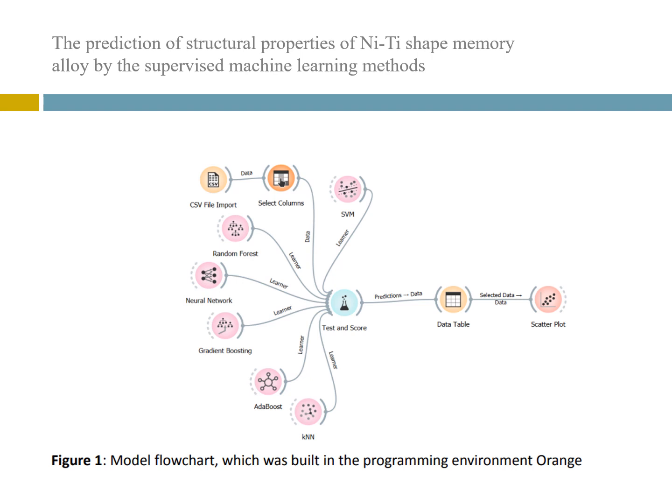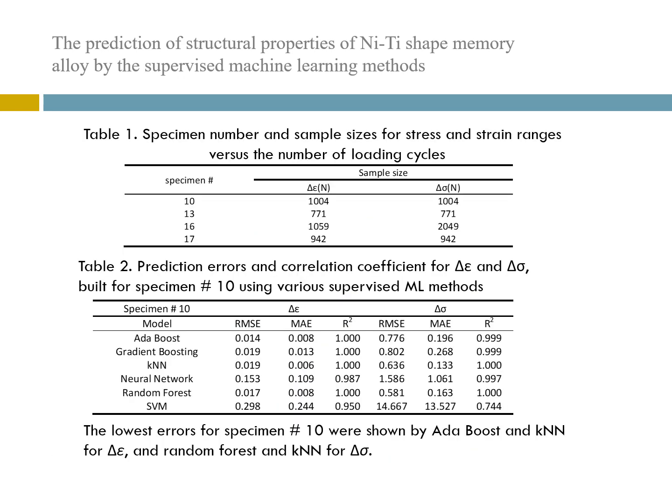Figure 1 shows the model flowchart, which was built in the programming environment Orange. Table 1 shows specimen number and sample sizes for stress and strain ranges versus the number of loading cycles. Table 2 shows prediction errors and correlation coefficient for delta epsilon and delta sigma built for specimen number 10 using various supervised machine learning methods. As it can be seen from Table 2, the lowest errors for specimen number 10 were shown by AdaBoost and KNN for delta epsilon and random forest and KNN for delta sigma.